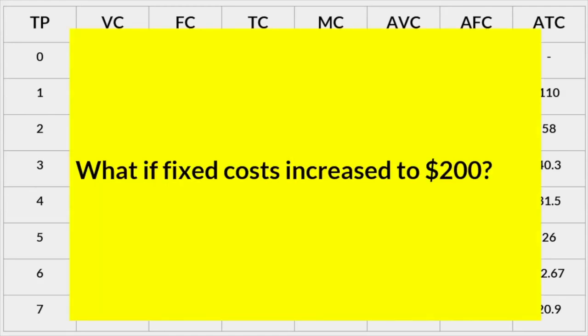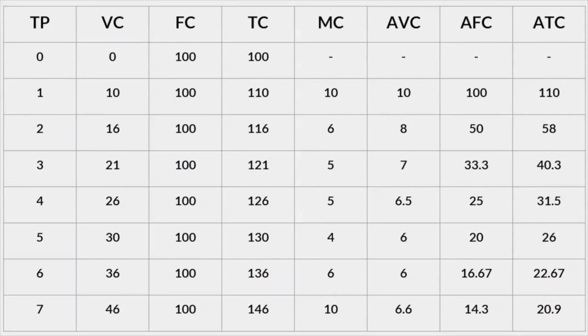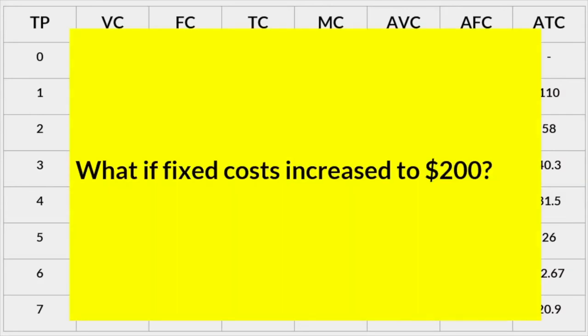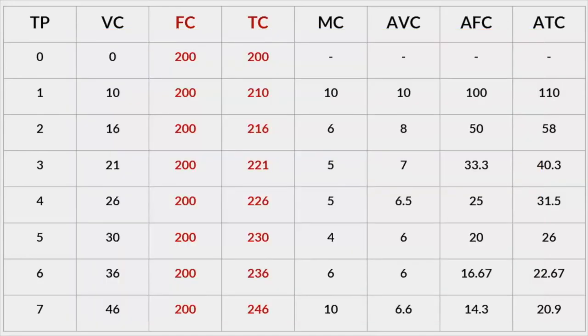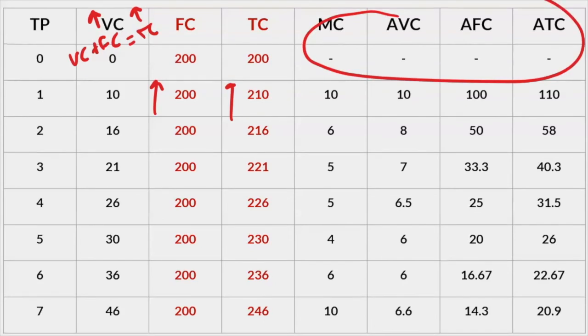What happens if fixed costs increase to $200? So if we're looking at this original chart, what is going to happen if fixed costs increase to $200? Well, here, obviously, our fixed cost is going to increase. And so that means our total costs increase, which should make sense. Remember, our total cost is just our variable cost plus our fixed cost. So if our fixed cost increases, our total costs also have to increase. Well, if fixed cost and total cost increase, how does that affect these four curves? Our marginal costs, our AVC, AFC, and ATC.